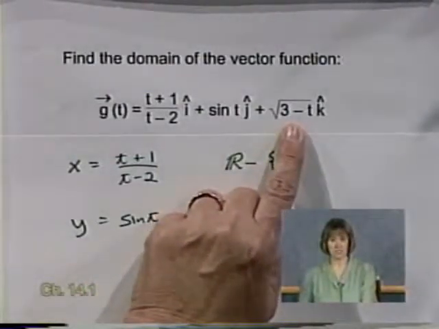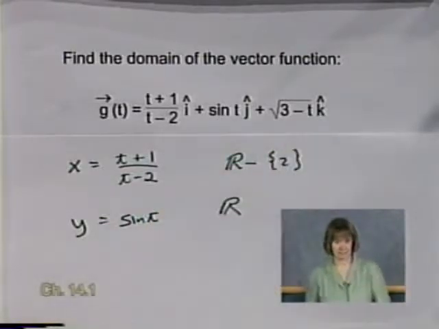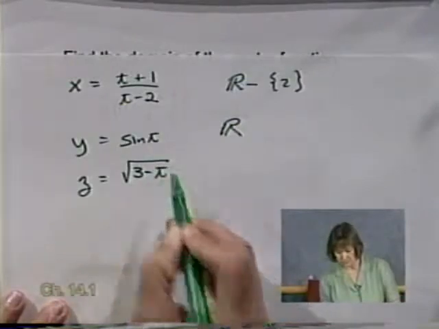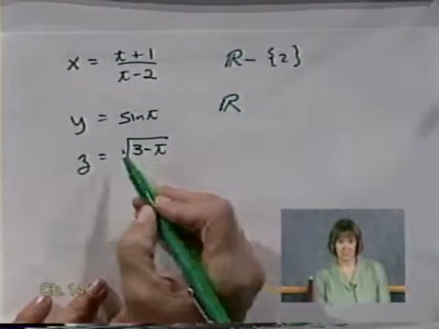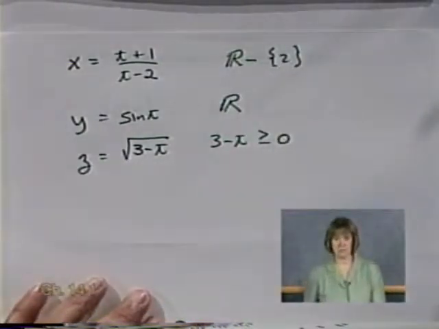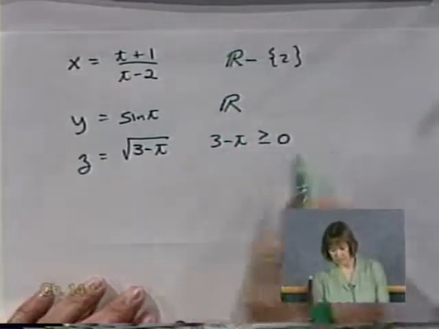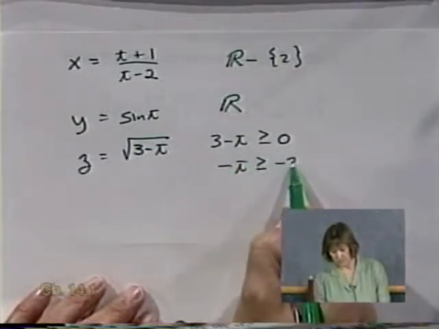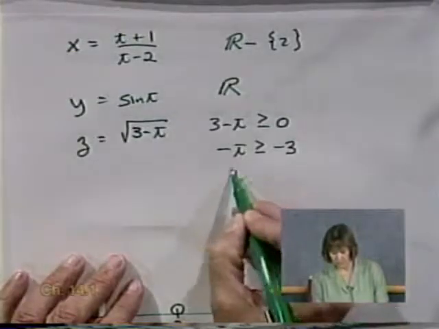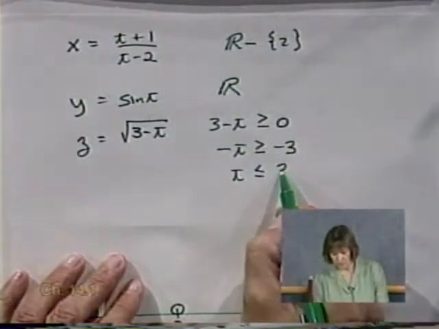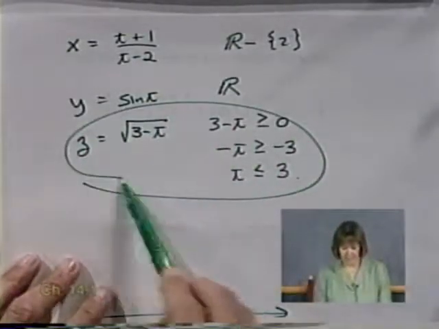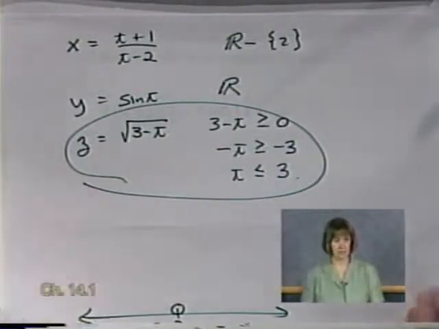The third function is square root of 3 minus t. So that's z equals square root of 3 minus t. Now for that to make sense, what's inside that square root, 3 minus t, has to be greater than or equal to 0, doesn't it? So if I subtract the 3 on both sides, negative t has to be greater than or equal to negative 3, or if I multiply through by negative 1, t has to be less than or equal to a positive 3. So in order for z to make sense, t has to be less than or equal to 3.